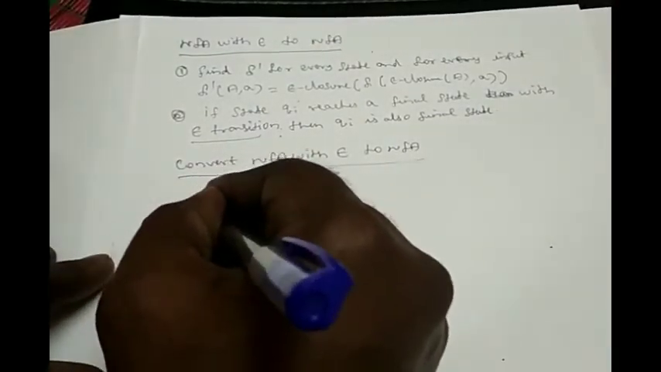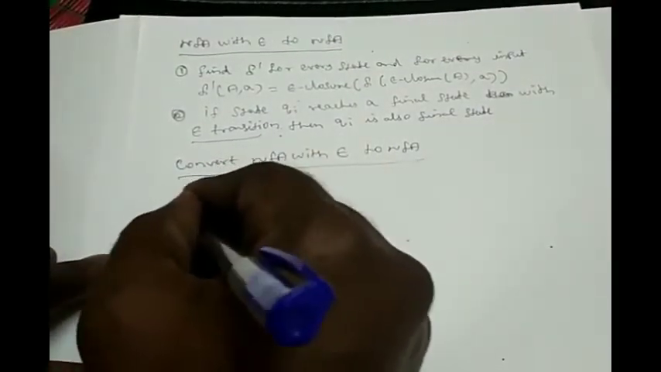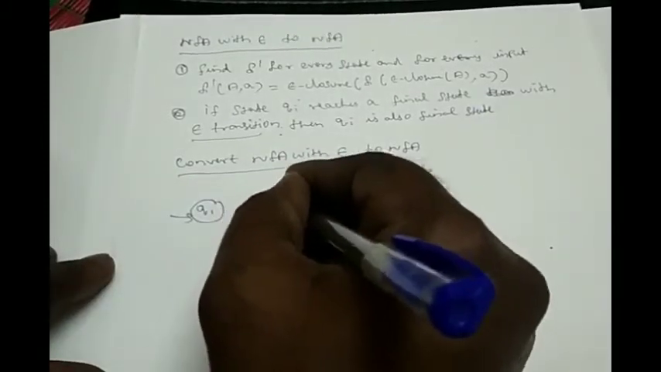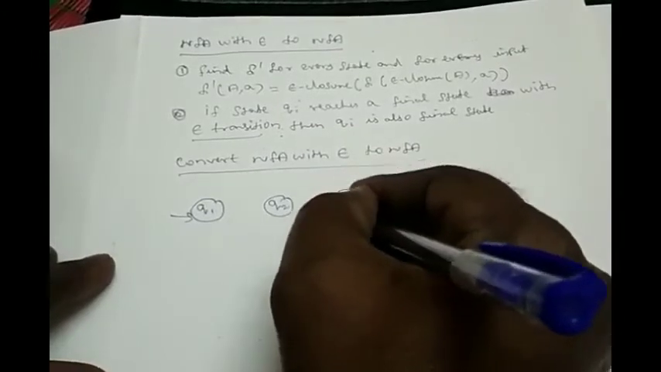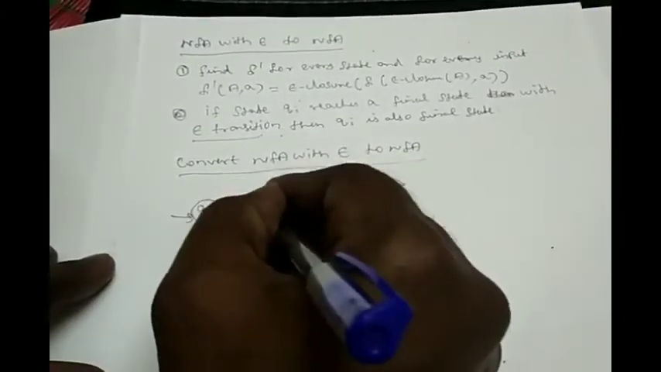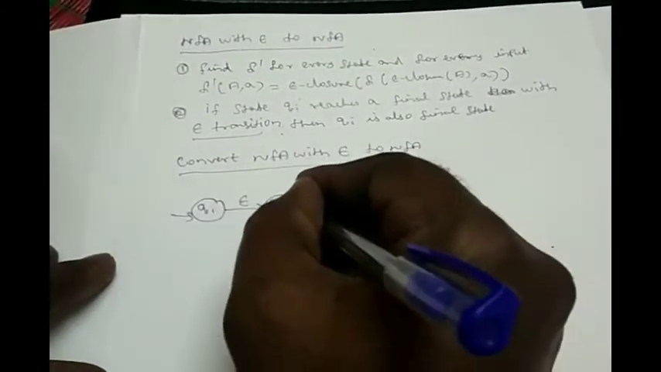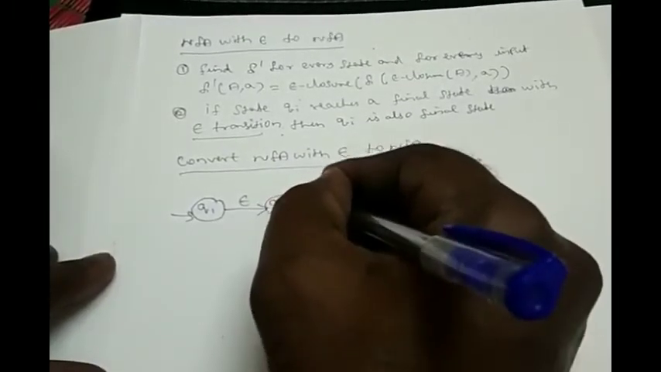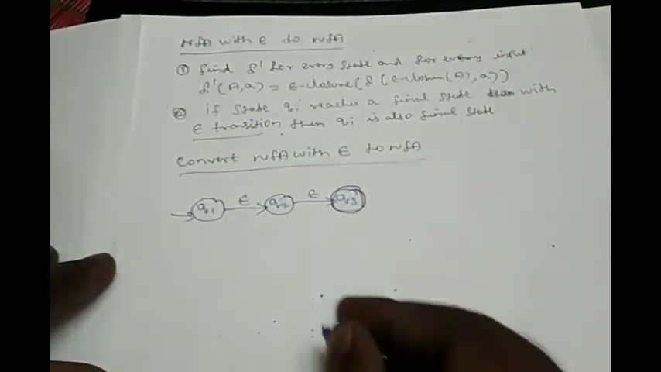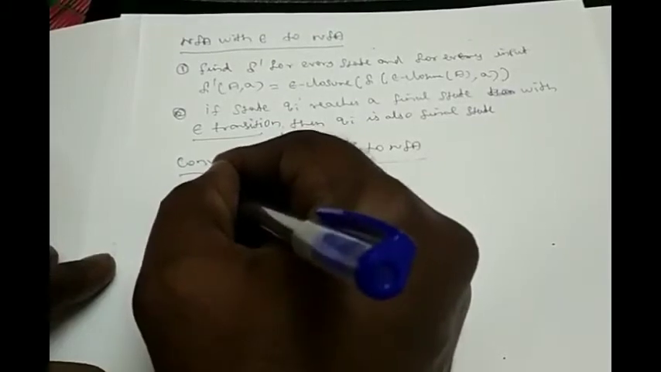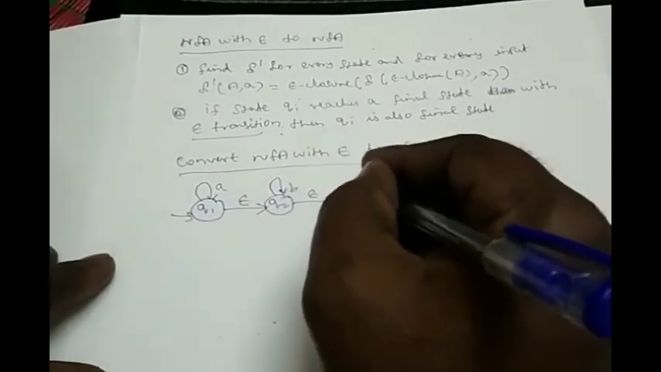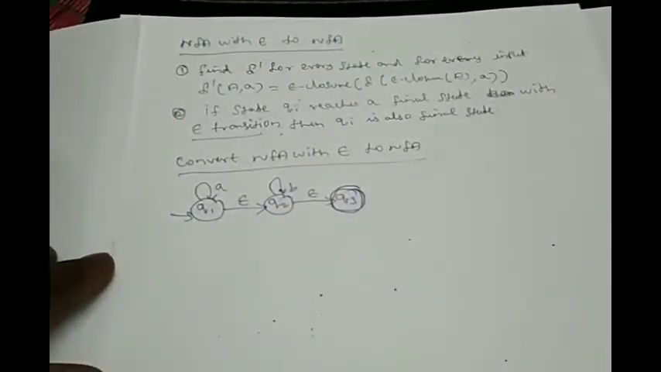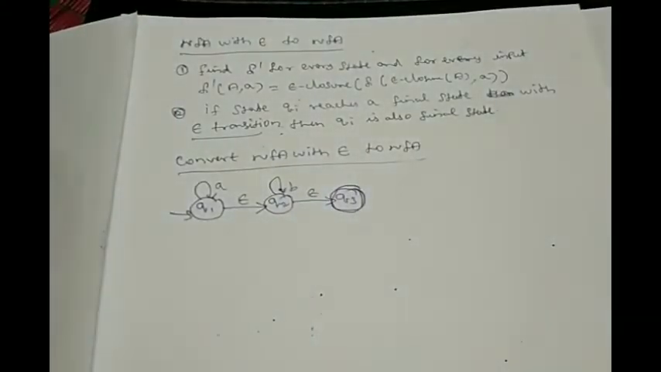Say, for example, I take Q1 and I take Q2, and the final state is Q3. I make an epsilon transition from Q1 to Q2, and from Q2 to Q3 again an epsilon transition. In Q1 I just apply A, in Q2 I just apply B, and in Q3 you don't have any transition for A and B. So we are supposed to convert this NFA with epsilon to NFA.